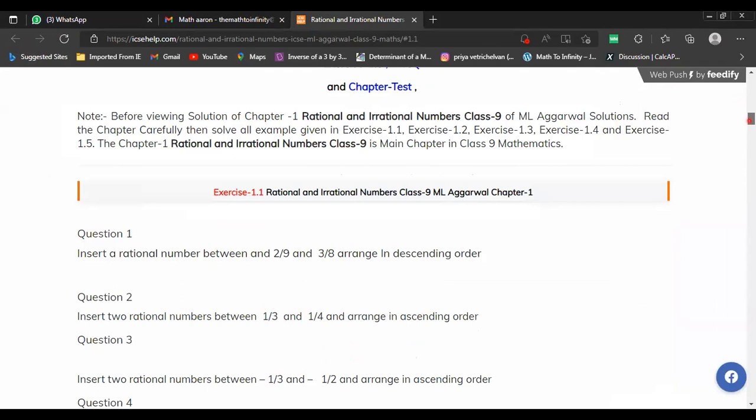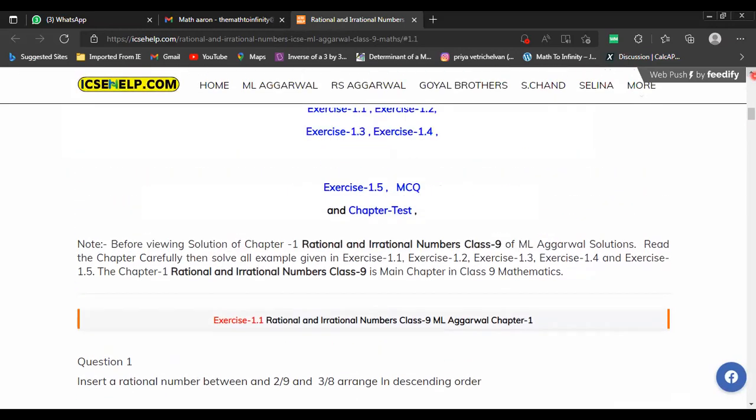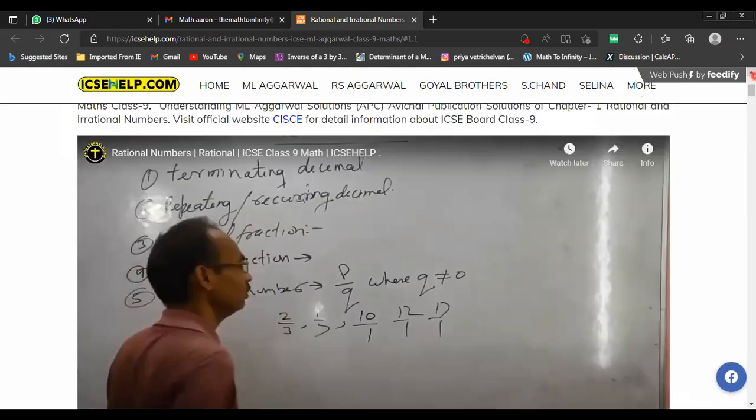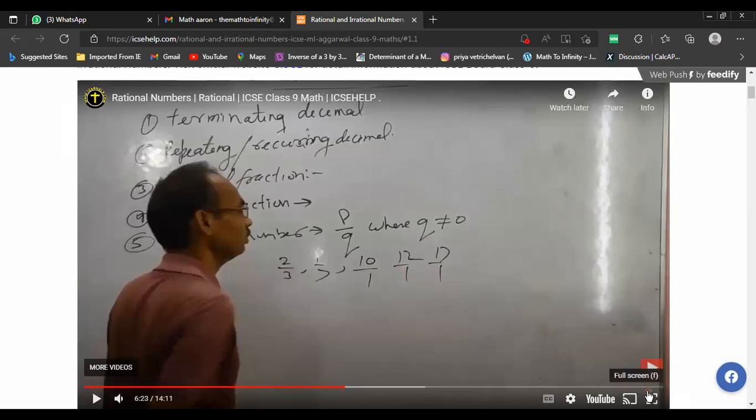So we have question 1 about inserting a rational number between 2 upon 9 and 3 upon 8. Arrange in descending order. So let's learn about the number line representation first, and then we can solve the question number 1. I think you are clear with the ascending order and descending order concepts, right? Yes, ma'am. Let's learn about the fraction representation on the number line. Yes, ma'am.